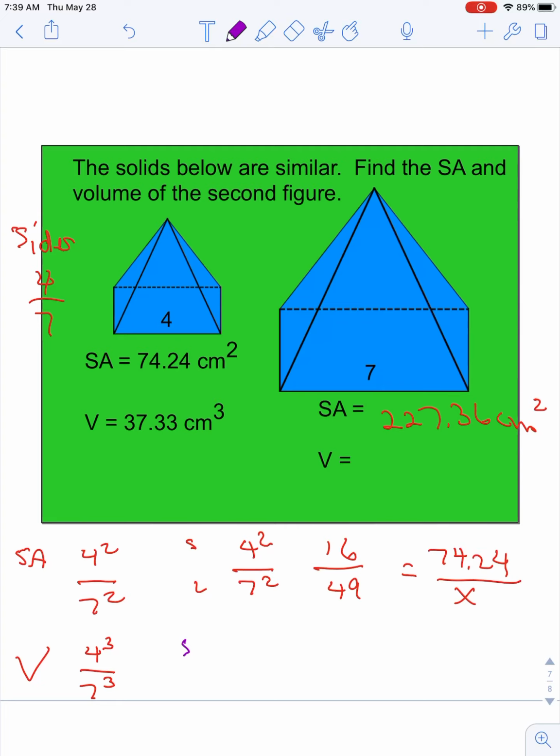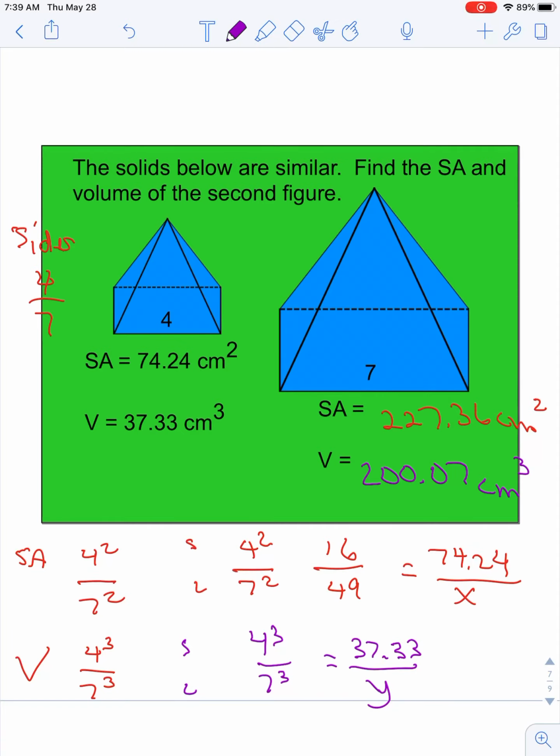Now I'll do the same thing with volumes. The small to the large is 4 cubed over 7 cubed, which is going to be in the same ratio as the volume, 37.33 over y, call it x or y. And again, cross multiplying, that gives you a volume of 200.07 centimeters cubed.